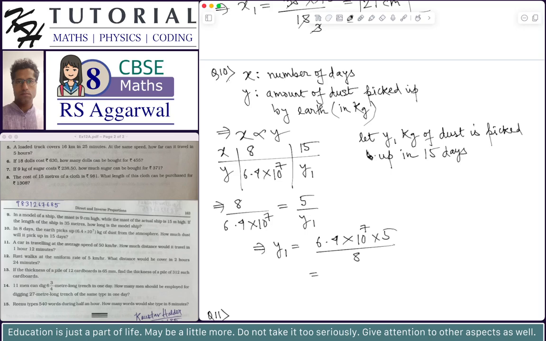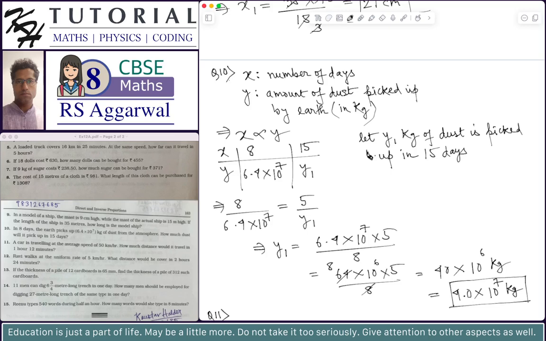So we can simplify this as 64 multiplied by 10 to the power 6 multiplied by 15 divided by 8. So this is 8, this is 40 multiplied by 10 to the power 6 kilogram, and this is equal to 4.0 multiplied by 10 to the power 7 kilogram. So in 15 days, the earth will pick up 4.0 multiplied by 10 to the power 7 kilogram of dust.